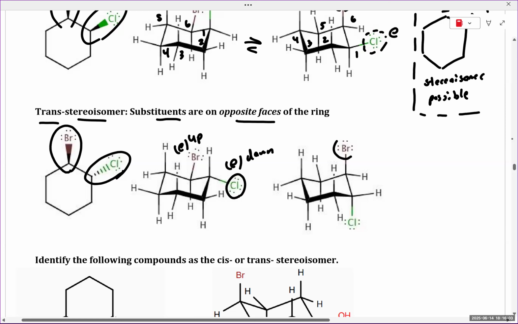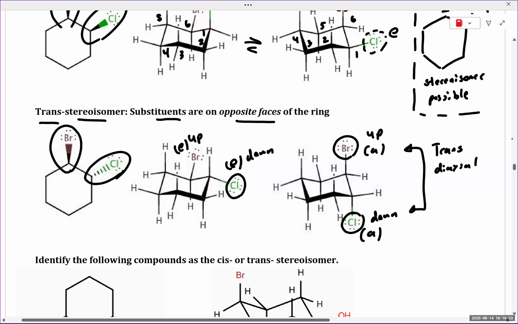Post chair flip, we have the bromine pointing up in the axial position and the chlorine pointing down in the axial position. Now, this specific relative arrangement of substituents is known as a trans-diaxial relationship, where the bromine and chlorine substituents are both in the axial position and they're trans to one another. This term will come up later on when we discuss certain reaction mechanisms, such as elimination reactions.